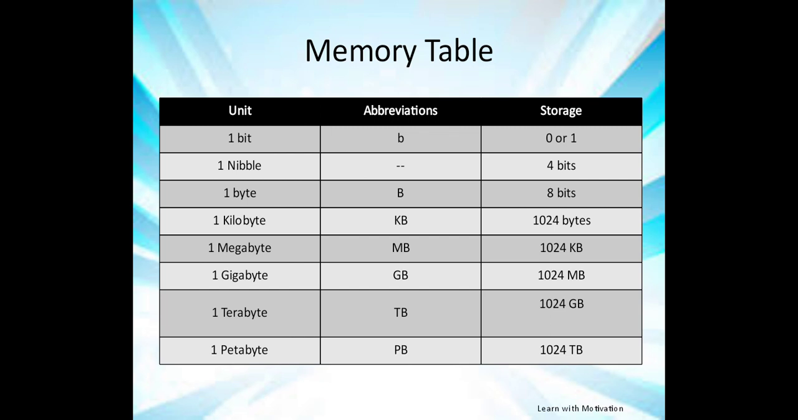1024 bytes make 1 KB or 1 kilobyte. 1024 KB make 1 MB or 1 megabyte. 1024 MB make 1 GB or 1 gigabyte. 1024 GB make 1 TB or 1 terabyte. 1024 TB make 1 PB or 1 petabyte.